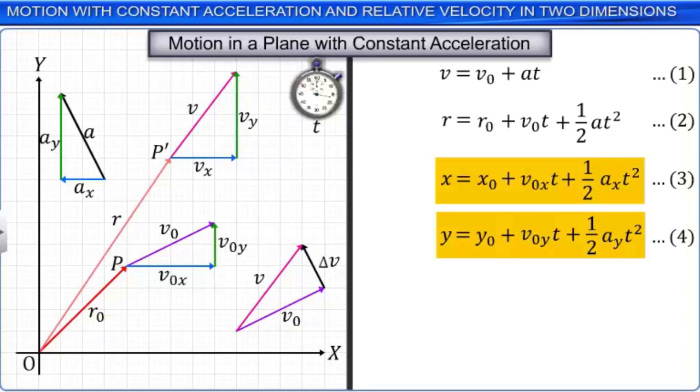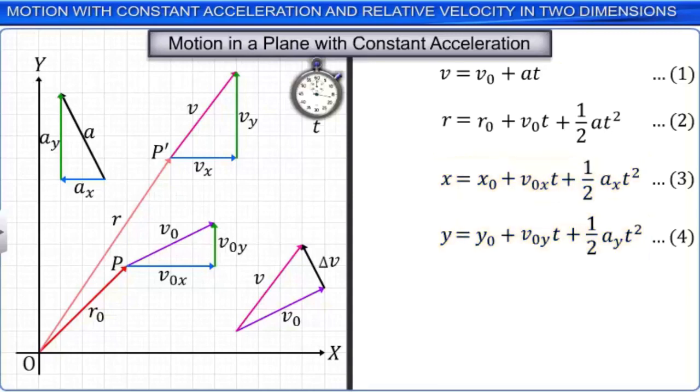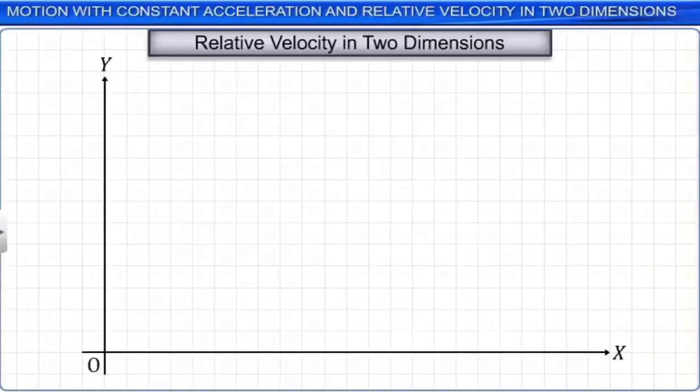In a similar way, the third equation of motion can also be written in terms of the x and y coordinates, that is v squared minus u squared is equal to 2as. Along the x and y, we will be using the x and y components. Now, in motion in one dimension, one more thing we did is relative velocity. So let us explore this relative velocity in two-dimensional motion.